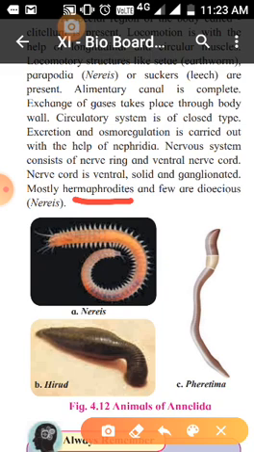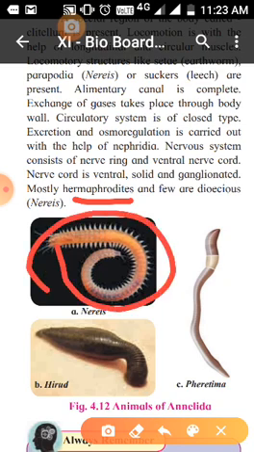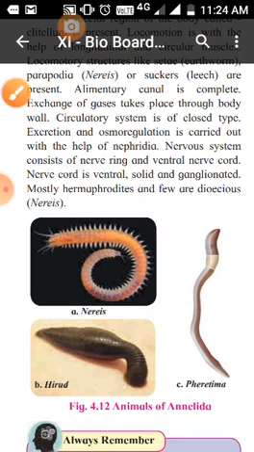So it's not sexual dimorphism. Sexual dimorphism is not found, but it is not that it is never there. It is there in Nereis. Nereis is dioecious in nature. You find male Nereis and female Nereis, but in earthworm it's hermaphrodite. So most annelids are hermaphrodites. Okay, so you will be able to learn.